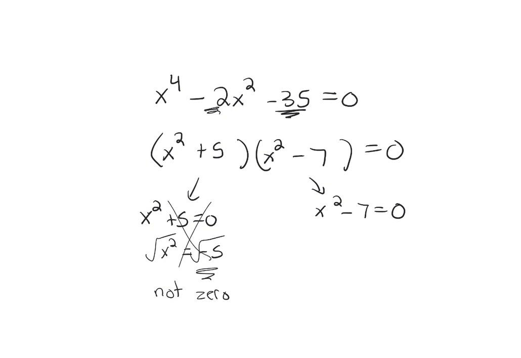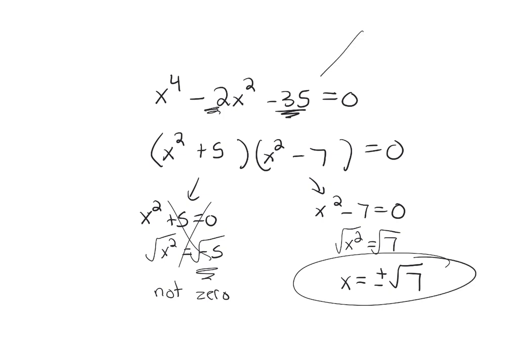So this one, if I solve, I'm going to add 7. x squared equals 7. So then when you square root both sides, x is plus and negative the square root of 7. So if you graph this polynomial, the x-intercept will be here.